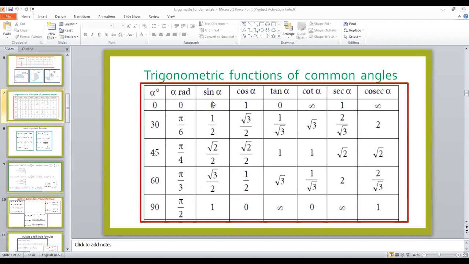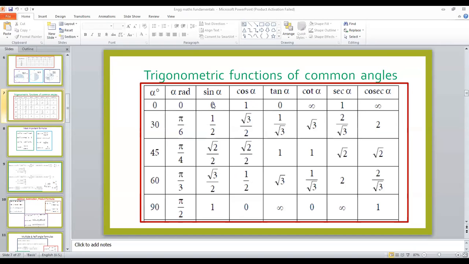Now, if you write these values in reverse manner, what is the first value? 0, right, at the end. So 0. Then 1 by 2. Then root of 2 by 2, it is not 1 by root. Root of 3 by 2, and then 1. So we are getting the values for cos.